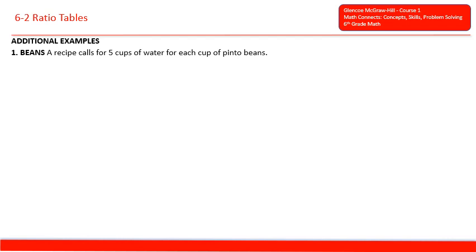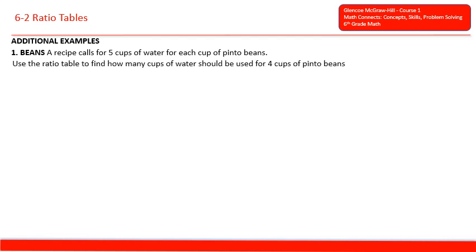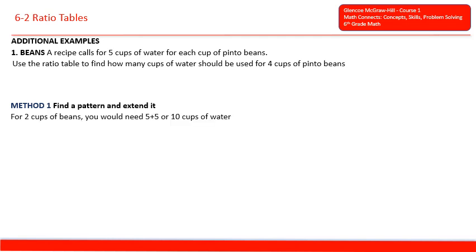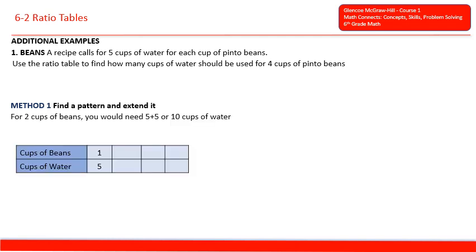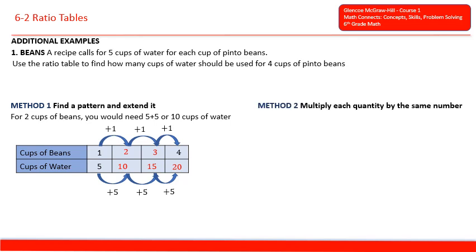Additional examples. A recipe calls for 5 cups of water for each cup of pinto beans. Use the ratio table to find how many cups of water should be used for 4 cups of beans. So method 1, we'll find a pattern and extend it. For 2 cups of beans, you'll need 5 plus 5 or 10 cups of water. So if we add 1 cup of beans, we're going to add 5 cups of water. If we add 1 cup of beans, we'll add 5 cups of water. And if we add 1 cup of beans, we will add 5 cups of water.